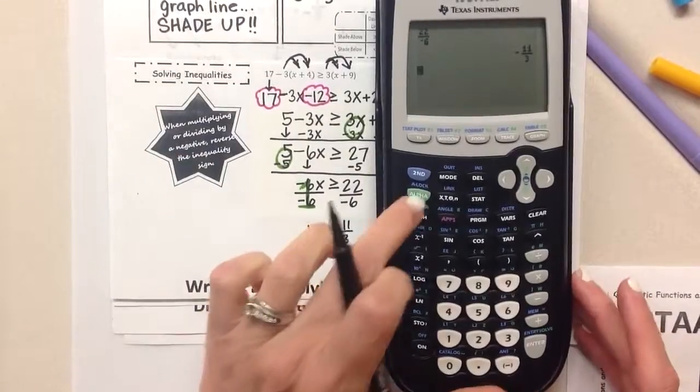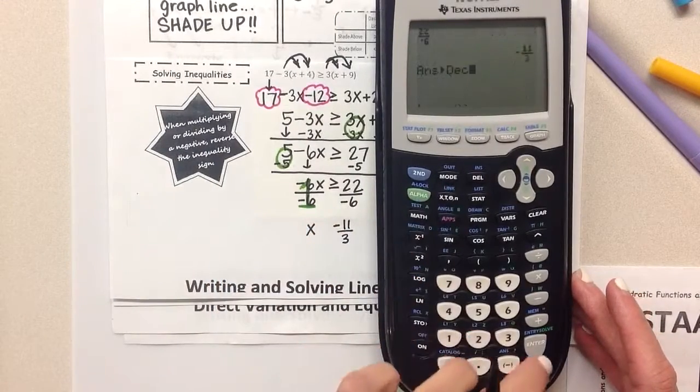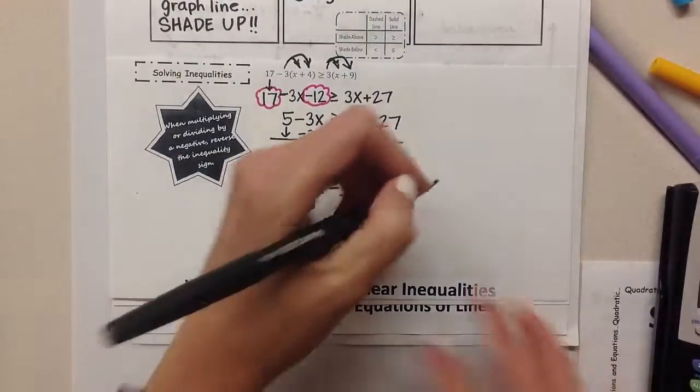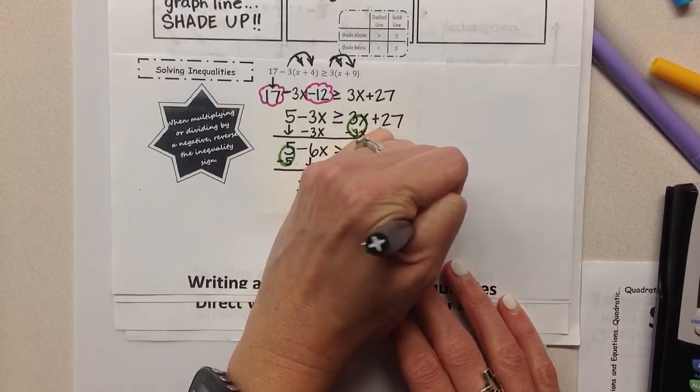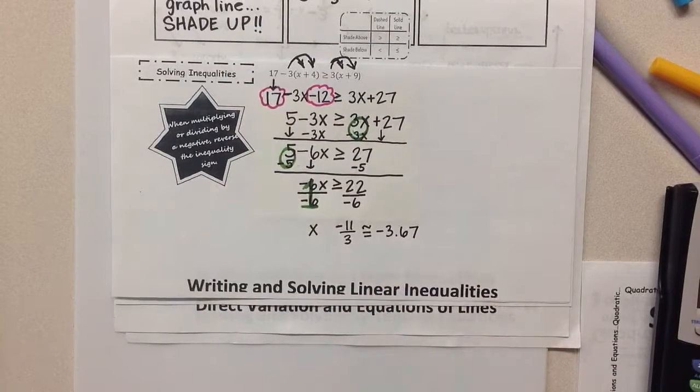-11/3. And if I want to see what this is as a decimal, I can always go to math, hit option 2 and enter, and it is about -3.67 if I round. So that's what that fraction is equal to.